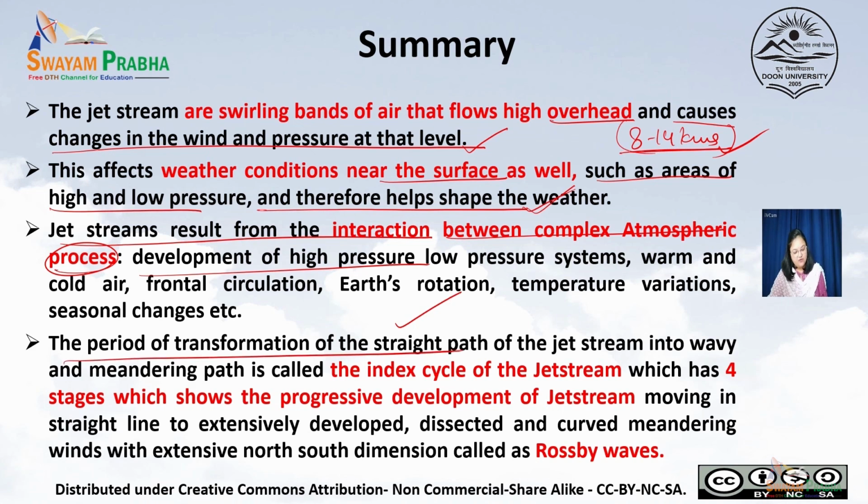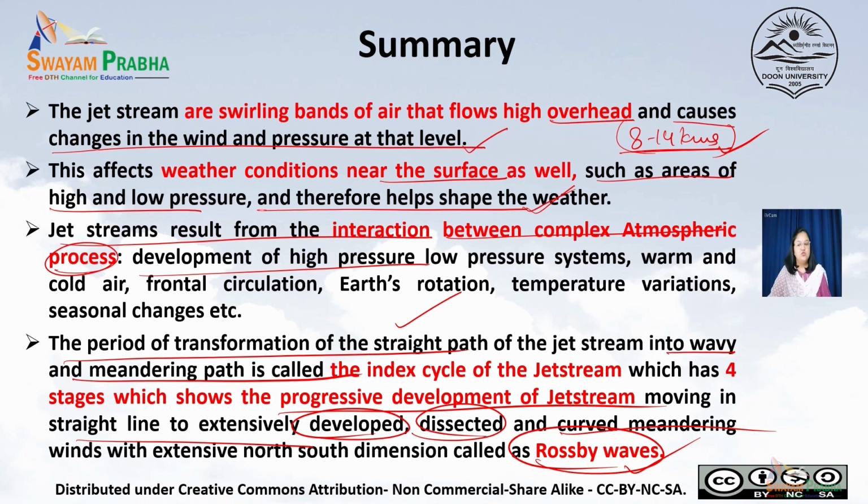And the period of transformation of the straight path of jet stream into a wavy and meandering path is called the index cycle of jet stream, which has 4 stages, and these 4 stages depict the progressive development of jet stream from moving in a straight line to an extensively developed, dissected and curved meandering wind system with extensive north and south dimensions. These extensively developed wavy jet streams are also called Rossby waves.